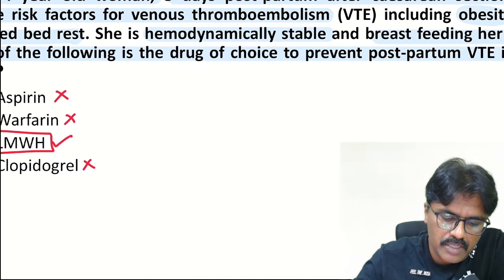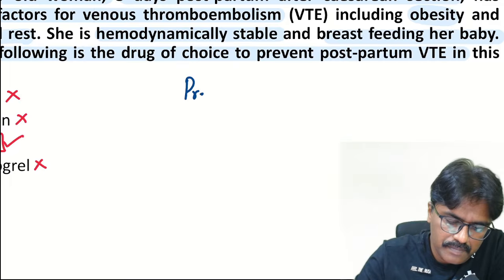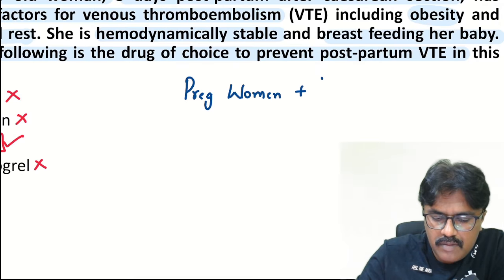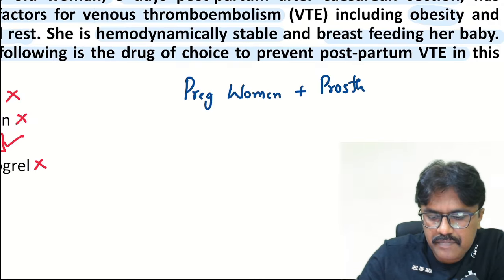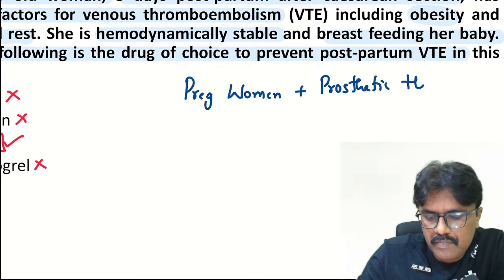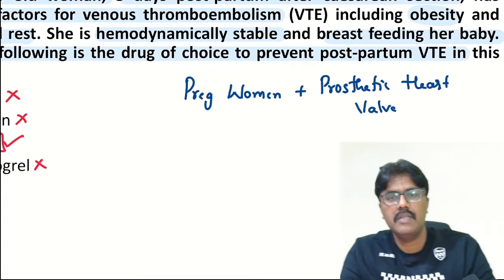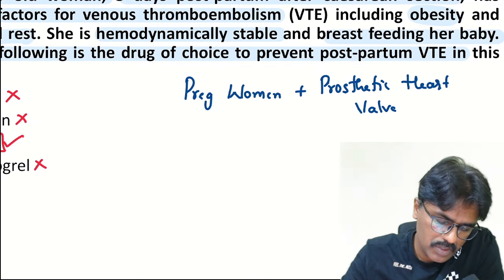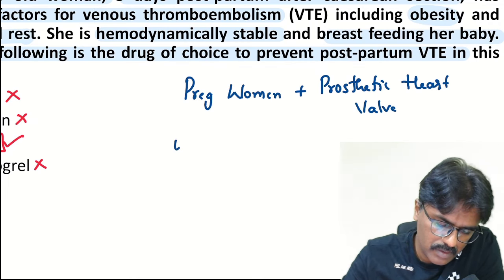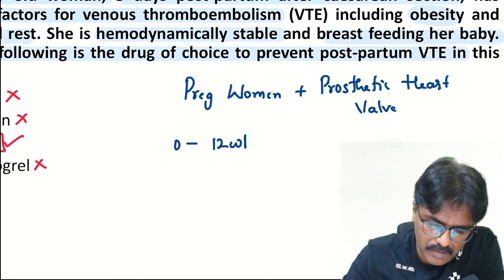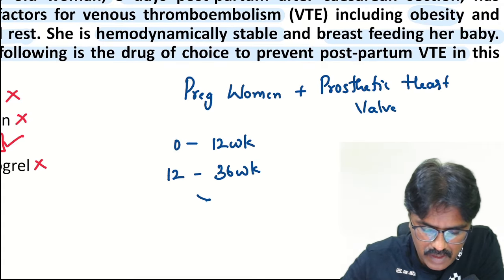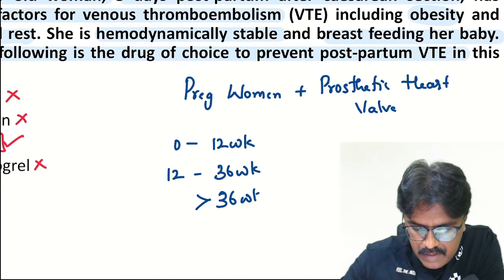One thing they keep on testing you is a pregnant woman. She has a prosthetic heart valve. Remember, prosthetic heart valve means the risk of clot is more. So you have to give prophylaxis. So remember, for 0 to 12 weeks, what prophylaxis? 12 to 36 weeks, what prophylaxis? More than 36 weeks, what prophylaxis?